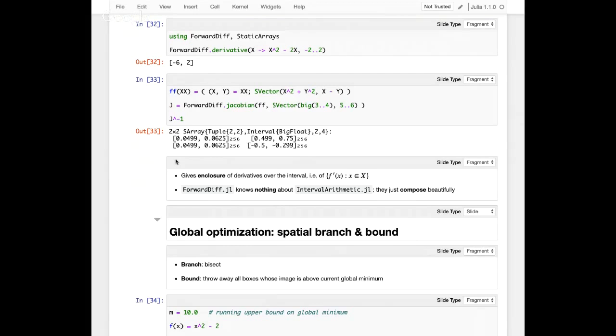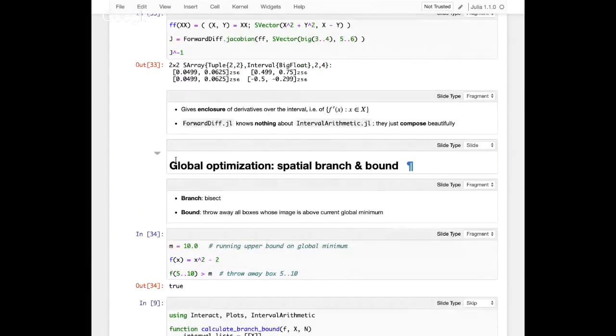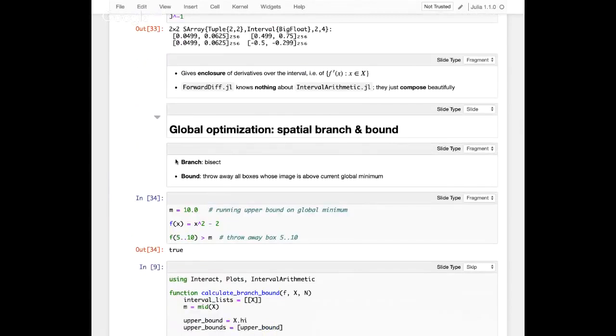Okay, so this is an optimization conference, so what I really want to do is optimize. How do I do that? I'm going to do global optimization using these techniques. Because I have an overestimate of the image of a function, I can use that for global optimization in a branch and bound method. Branch just means bisect, and bound means find an upper bound on the global minimum and improve that as you go along through your algorithm. Whenever you have some set that you can prove is not below that global minimum upper bound, you can throw that away from your search.